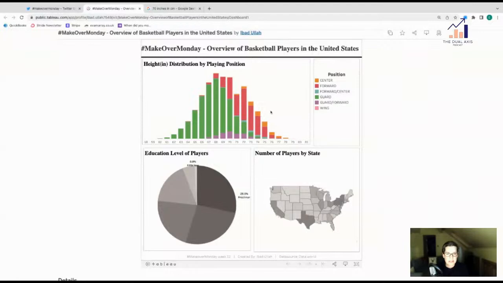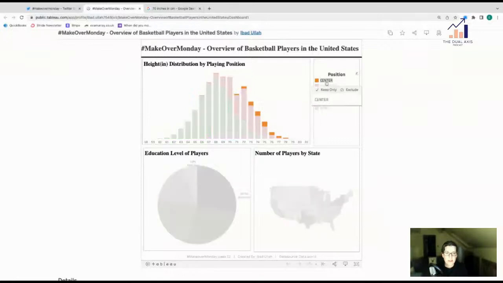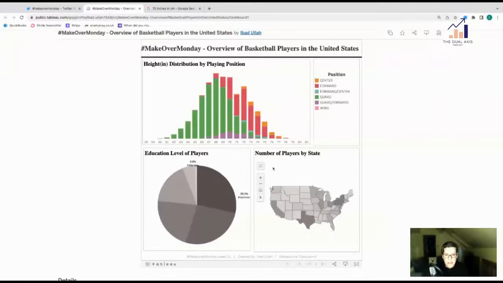I just think it could be a bit more neatly executed, and maybe you don't even need to have all the positions stacked together. Maybe you could get people to filter, and rather than having them all stacked, you could have the whole thing filter for that. Education level of players.